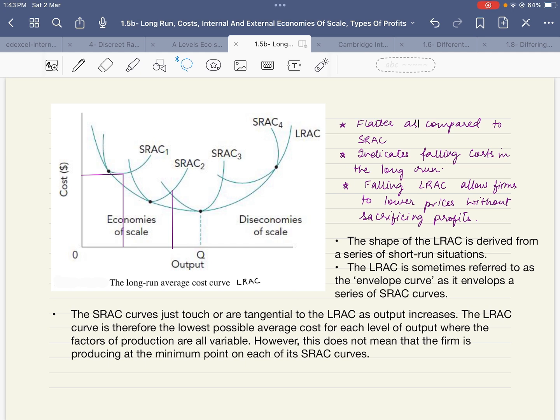Also, as LRAC is declining in the long run till a certain point of output, it allows firms to lower their prices without sacrificing their profits. That way, they will be able to offer their goods at competitive prices and not be thrown out of the market because their competitors are offering goods at a price lower than theirs.